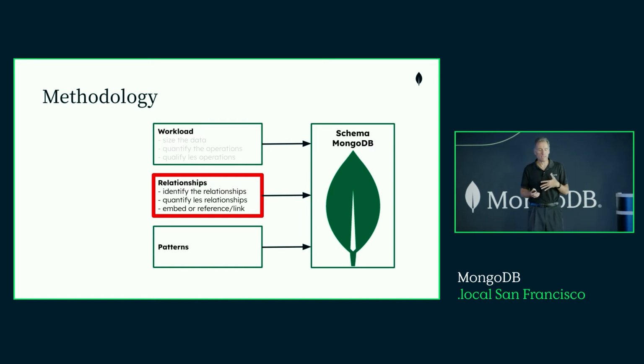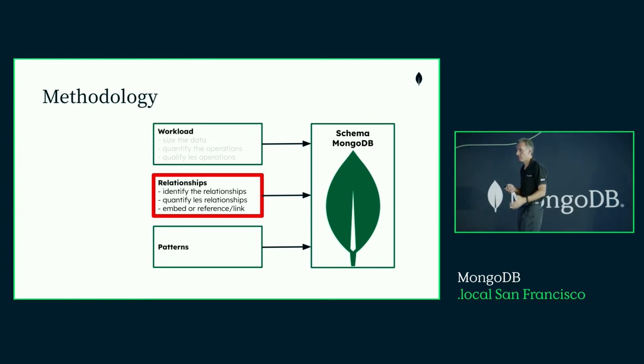So coming out of that phase, we have a good description of our workload. Now we're going to move on to identifying the relationships. We're going to also quantify them, a little more on that later. And then we're going to answer the most important question when you're modeling for MongoDB. Are you going to embed or reference the different pieces of information?